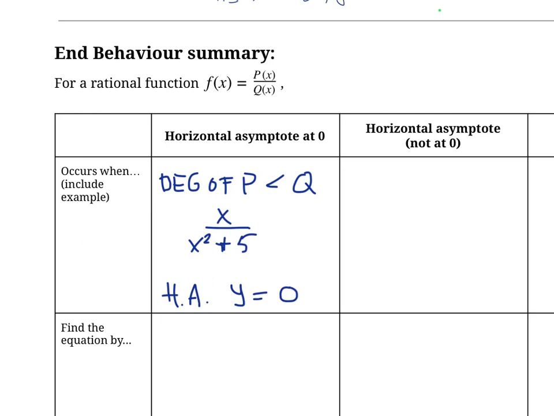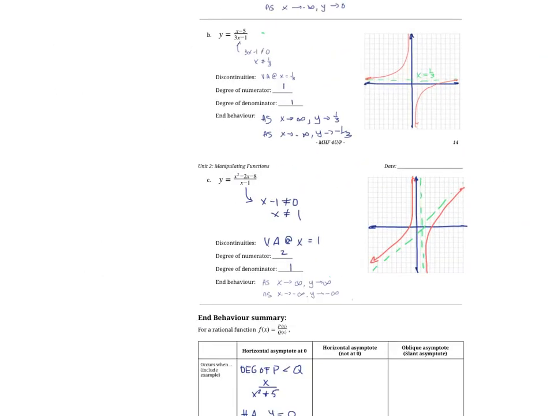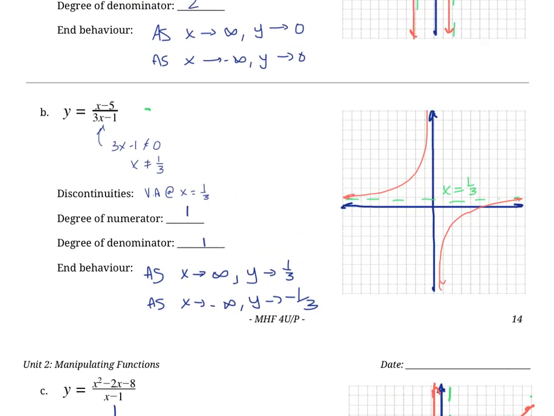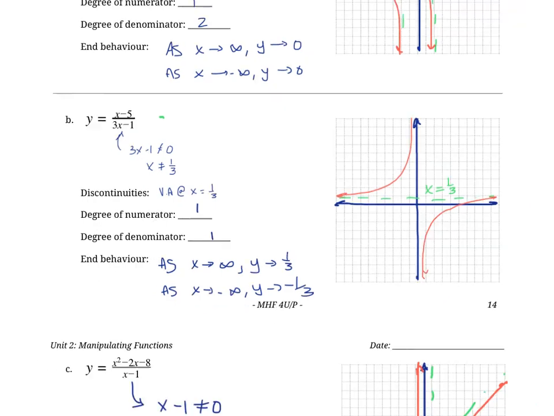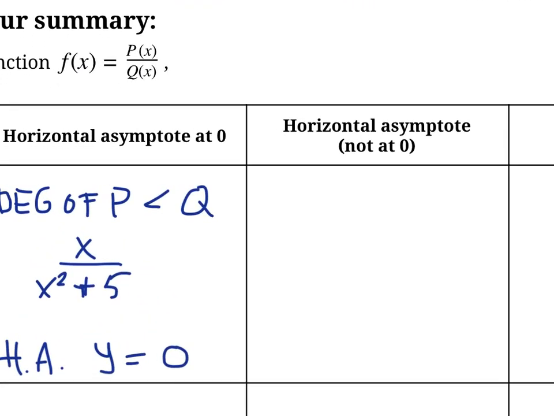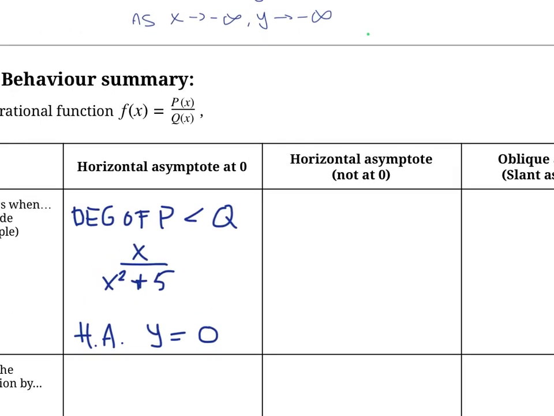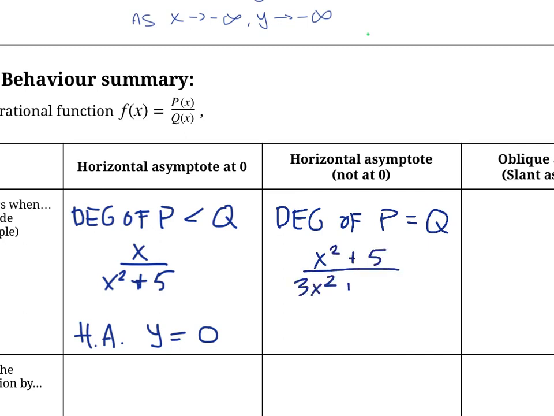There we go. So the second case we had was when the degree of the numerator and the degree of the denominator were the same value. So in this case, we had a linear over a linear, but it could be a quadratic over a quadratic or a cubic over a cubic. What that means in this case is that the numerator and the denominator both matter in determining where that asymptote is, because they're sort of equally as powerful. So the degree of p is equal to q, right? So for example, x squared plus 5 over 3x squared plus 3x minus 2, right?